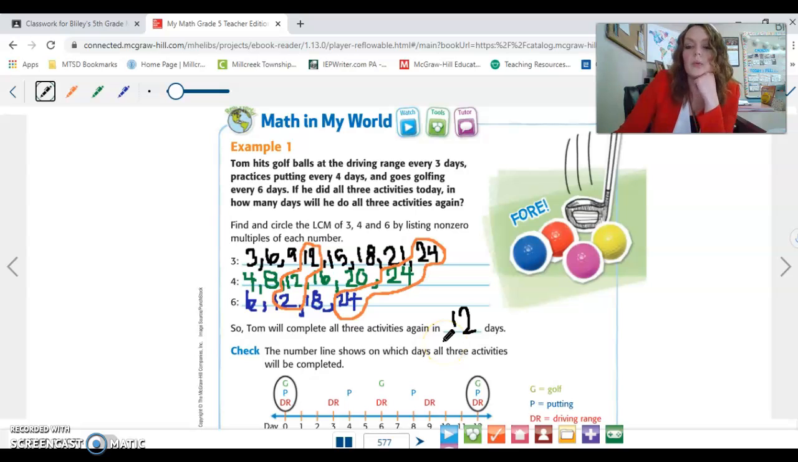So last week we worked with greatest common factor. That is listing out the factors. This week we're working with multiples. The least common multiple, we're listing multiples. So we're counting by that number until we find the smallest number that all of our numbers have in common.